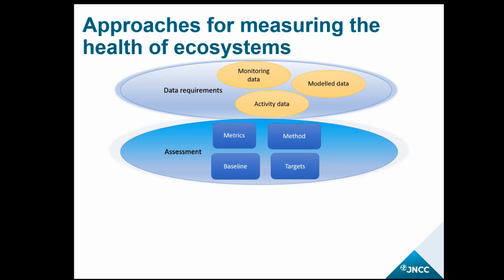So for example, it could be the number of species or the number of different species, or an area of a habitat, or it could be something else like some measure of water quality, for example. There's then normally a set approach or set method in order to run and analyze the assessment. So that's the method box there.